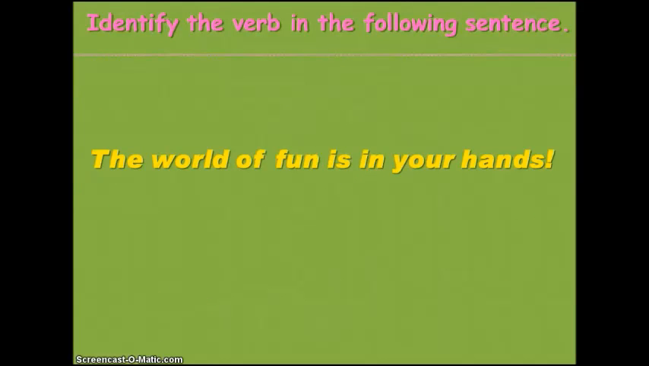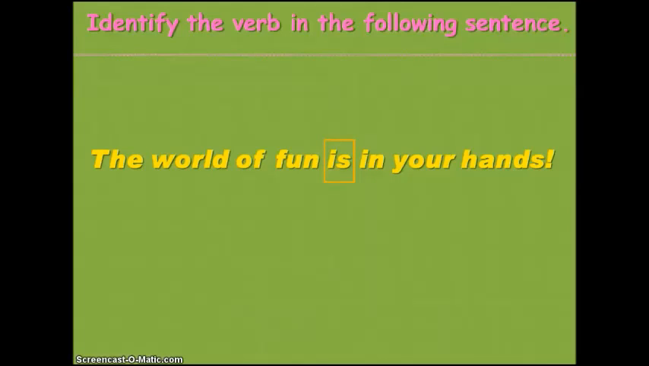Now how about this sentence? The world of fun is in your hands. What's the verb in this sentence? This is kind of tricky. You might think there isn't a verb because there really isn't anything that you can do in this sentence. However, the verb is the word is.